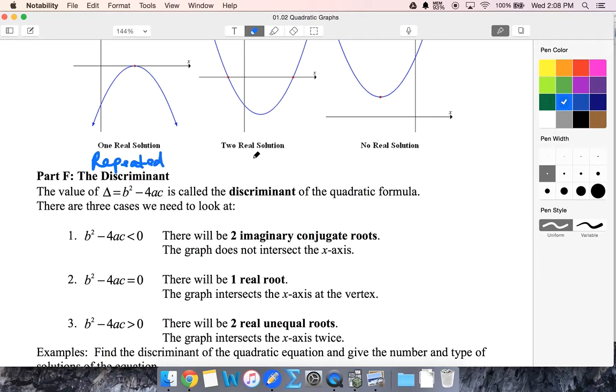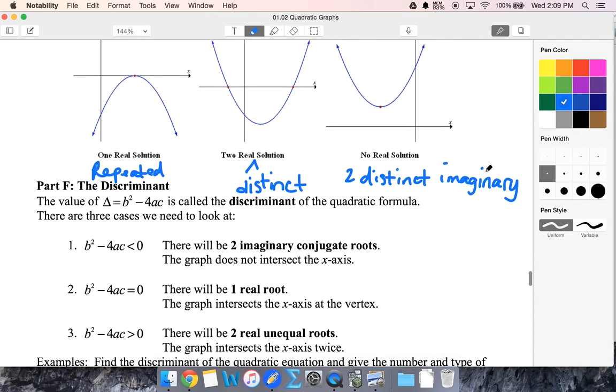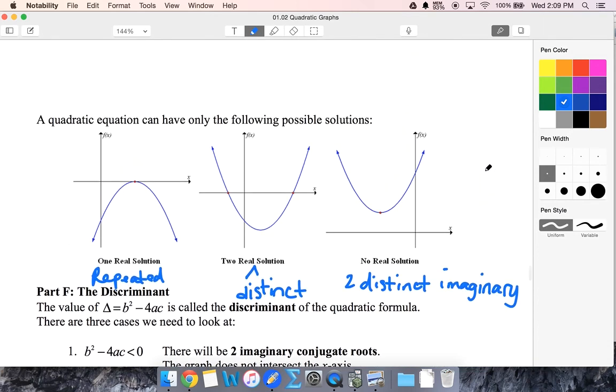Two real, often we distinguish here that they're distinct. So two real and separate, because here there were two real, it was just repeated. No real solution. This is a way of saying that there are two distinct imaginary solutions. So those are our different types of solutions that we can have with a quadratic.